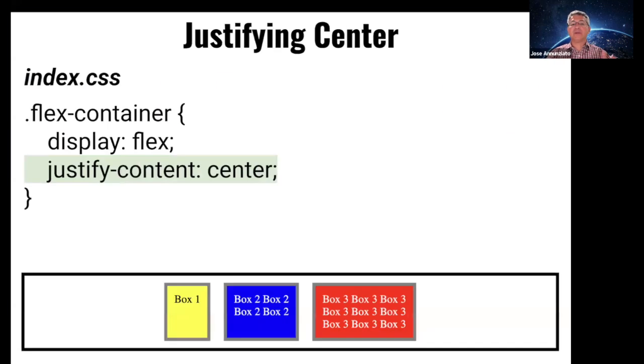But you can override it to be in the center. So basically, the three boxes that were pushing each other towards the left are now centered. That means that the left and the right white spacing is now the same. So whatever extra spacing there was is divided equally on the left and the right. So it's centered.